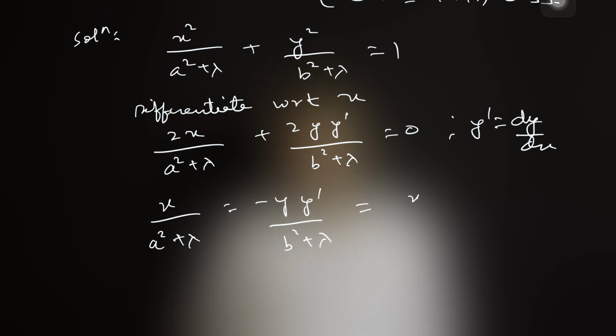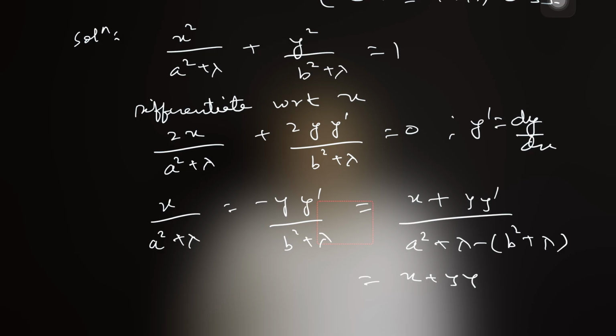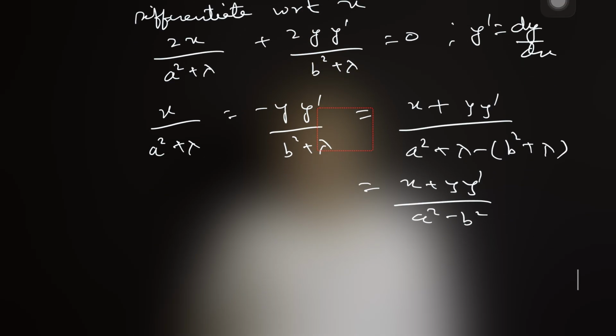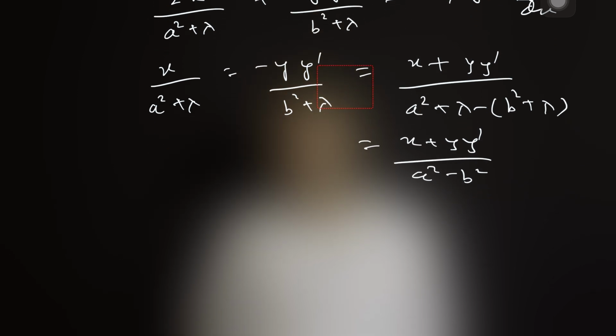this ratio, so this can be written as, if it is subtracted, componendo dividendo is done. So x minus becomes plus, and a square plus lambda minus b square plus lambda. So this amounts to x plus y dash upon a square minus b square. Now what is the point here that is to be made is that lambda is eliminated. Otherwise, if you are going by the long route, it will no doubt take you a great deal of time, but this is a cheeky way of reaching your answer.